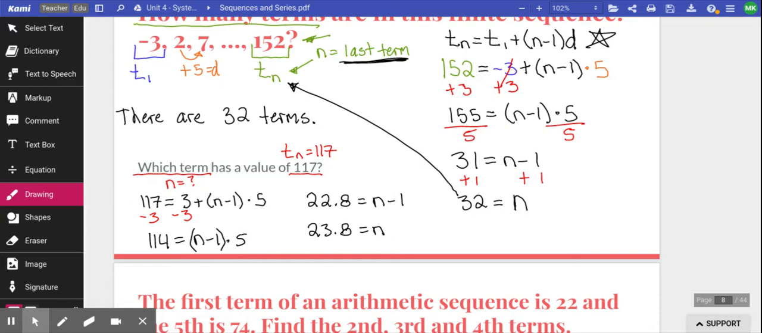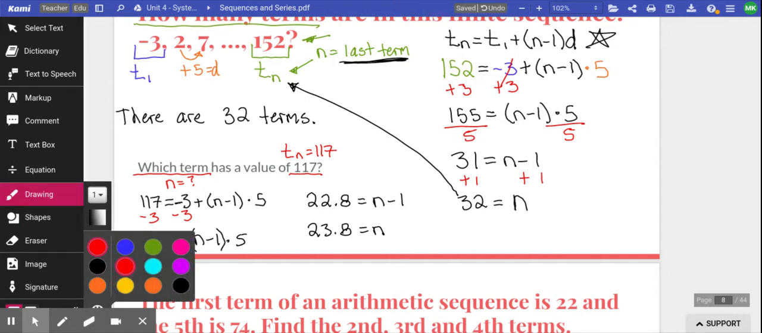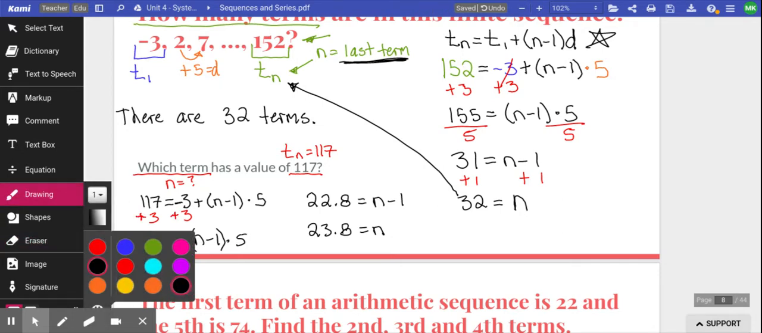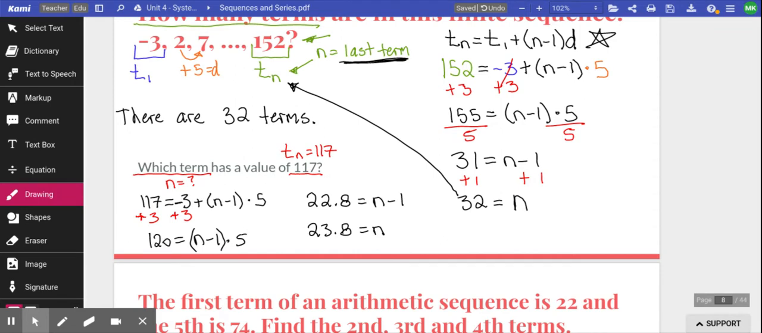I am just quick looking at it right now. I made a mistake. My mistake is that my T of 1 was actually -3, which means I should have been adding 3, which means this is actually 120. And I can't edit this video, so you're all just going to have to bear with me. And when I divided both sides by 5, I should have got, I think, 23. 120 divided by 5, 24.